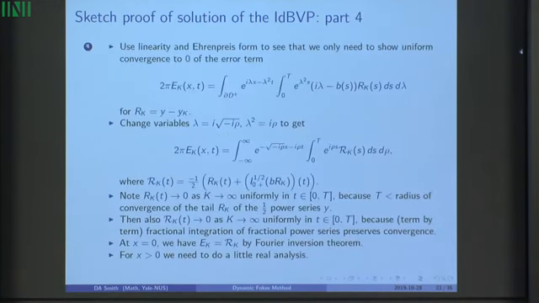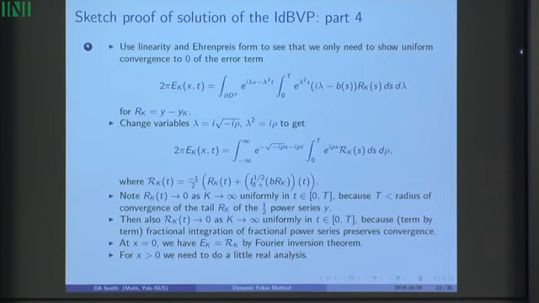So the new bit is the uniform convergence result, uniform convergence in x and t as you take more and more terms in your fractional power series.